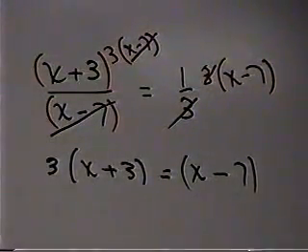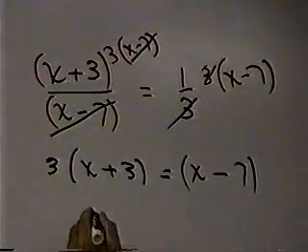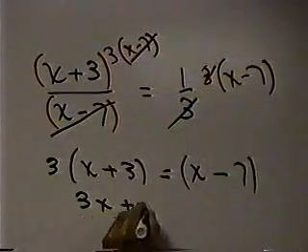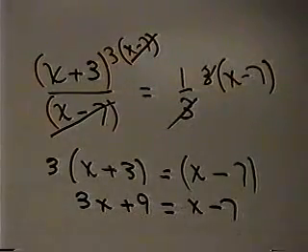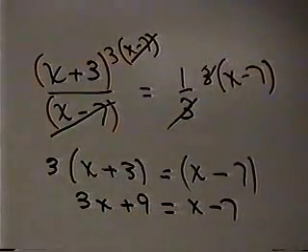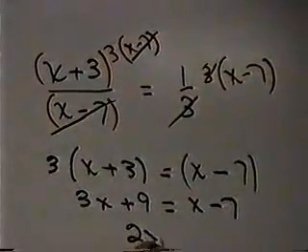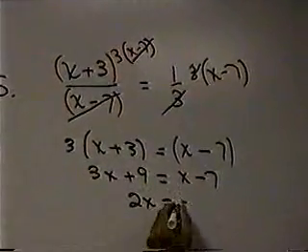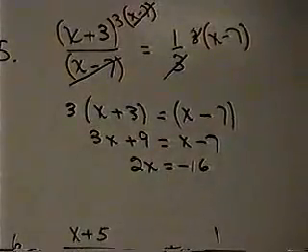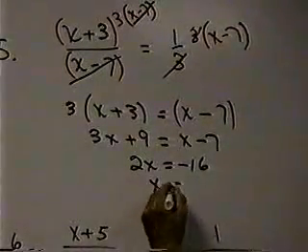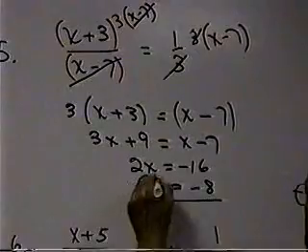Now, what's your next rule of solving equations? Remove parentheses. So we have 3x plus 9 is equal to x minus 7. Now, what's your next rule? Get all the x's on one side, so moving this across and subtracting it. Moving this across and subtracting it. And now x then is equal to minus 8.